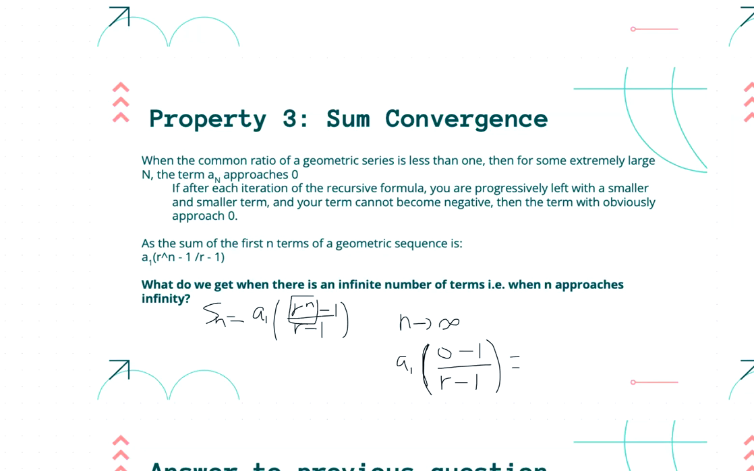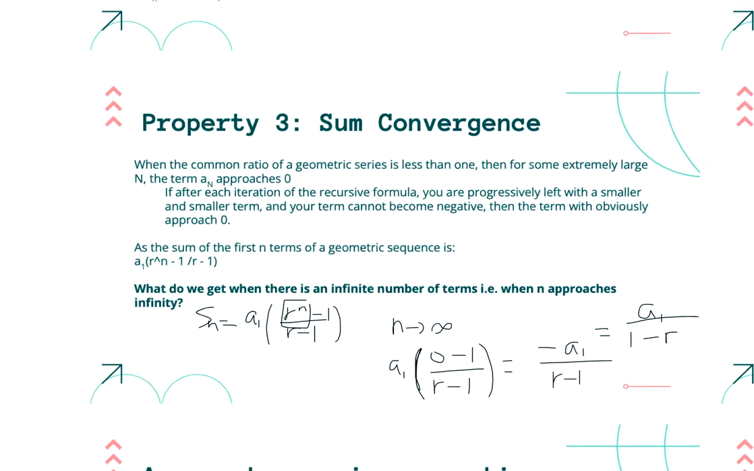And then all we have to do now is just expand this. And this gives us negative a1 divided by 1 minus r. Wait, no, sorry, my bad. Not 1 minus r minus 1. And then I usually just like to write this as a1 divided by 1 minus r. Okay, so when you actually have an infinite number of terms, you get this formula for the sum. And this is really, really useful for a lot of questions.